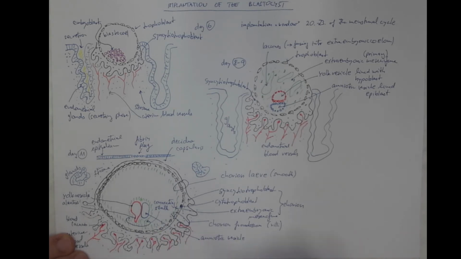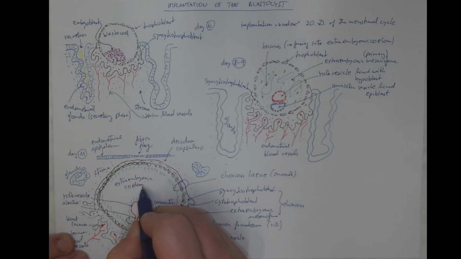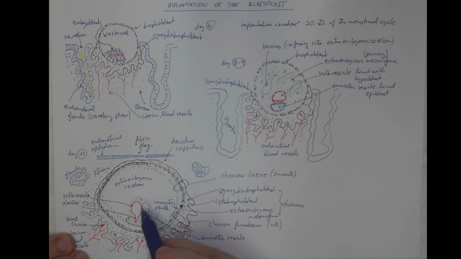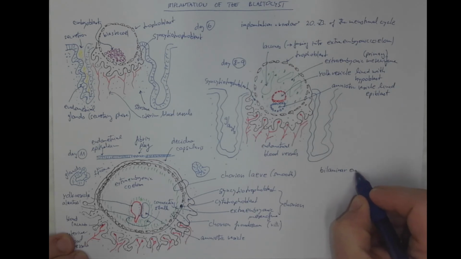Yeah, that's this region. And the cavity here is the extraembryonic coelom, which is different from the intraembryonic coelom that will develop later on, as we'll discuss it after gastrulation. Now let's pay attention to this region where the amniotic and the yolk vesicles are touching each other. That's the region of the so-called bilaminar embryonic disc.